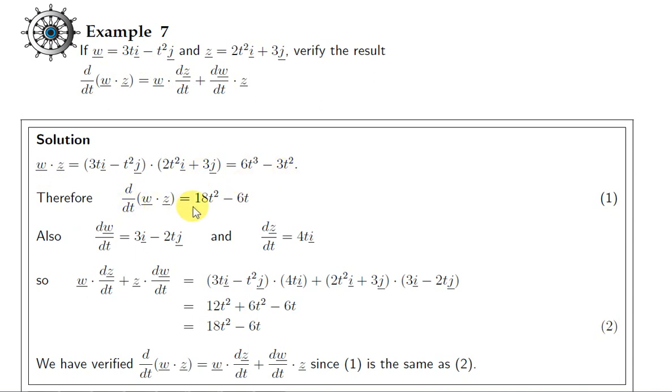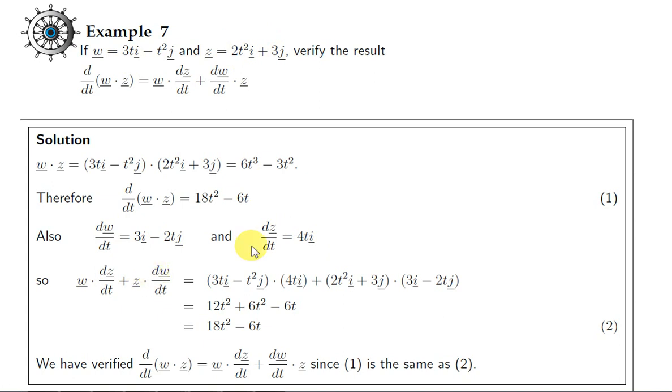Now let's take the derivative of it with respect to time. Well, that's easy. So that's the left hand side here. Now let's look at the right hand side. We need dz/dt and dw/dt. Well, dw/dt is 3i minus 2tj. So differentiate each component. Then dz/dt, differentiating each component gives us 4t for the i component, and when we differentiate 3 we get 0. These derivatives are of course vectors. They're not scalars.